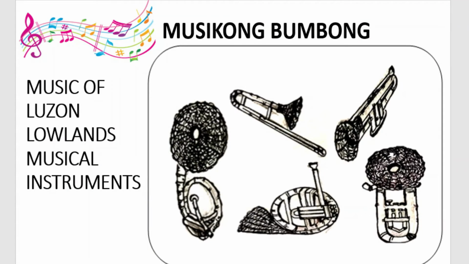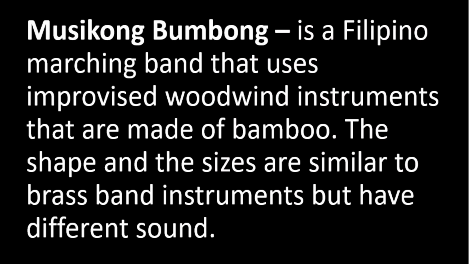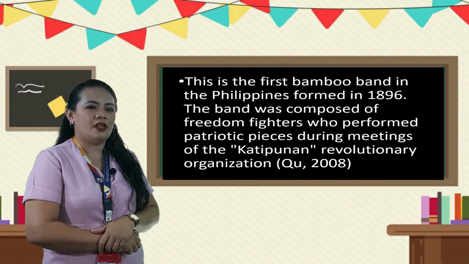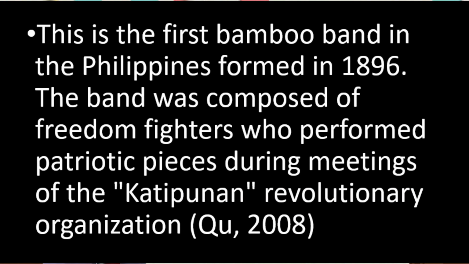Next, we have the Musikong Bumbong. Musikong Bumbong is a Filipino marching band that uses improvised wind instruments made of bamboo. The shapes and sizes are similar to brass band instruments, but have a different sound. This is the first Filipino band in the Philippines, formed in 1896. The band was composed of freedom fighters who performed patriotic pieces during the meetings of the Katipunan, a revolutionary organization.